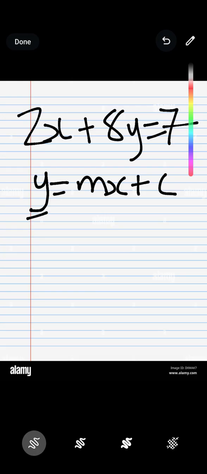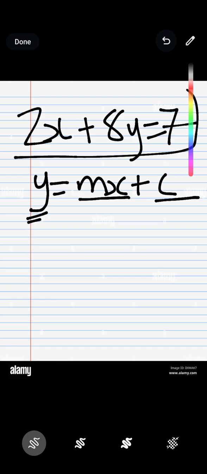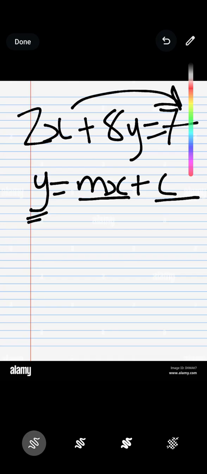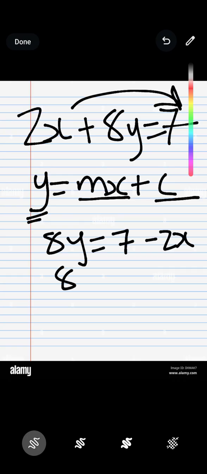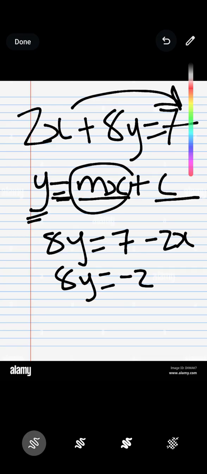The y should be alone here as the subject, then the x should be here, and the c should be here. C is just any number. So in this case, let's make y the subject. We take 2x to this side, so it becomes 8y equals 7 minus 2x, right? We can even write it like this. Since we want the x to be after the equal sign, we write the negative 2x.